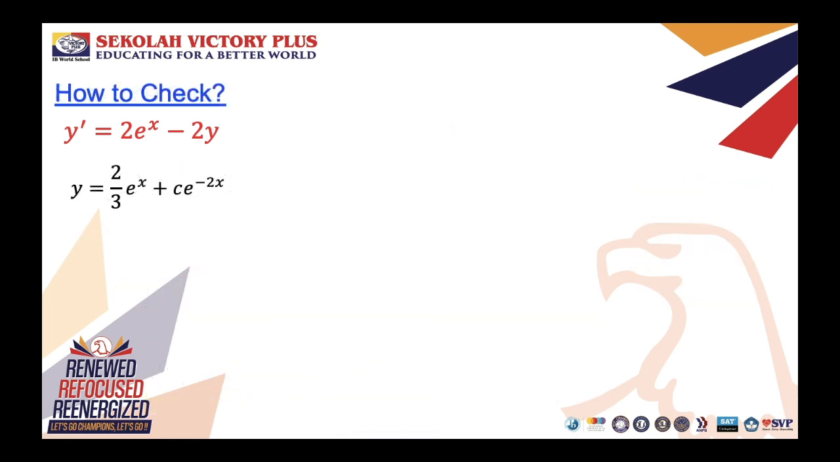Now, how do you know if this is correct? Recall that this is the given and this is the solution. How do you verify that this is correct? We can verify it by substituting this in the original equation. However, for us to verify further, we also need the value of y prime. To make it a little simpler, we can rewrite this by saying that your y prime, if we put this to the left, plus 2 times the y should be equal to the expression 2e raised to x.